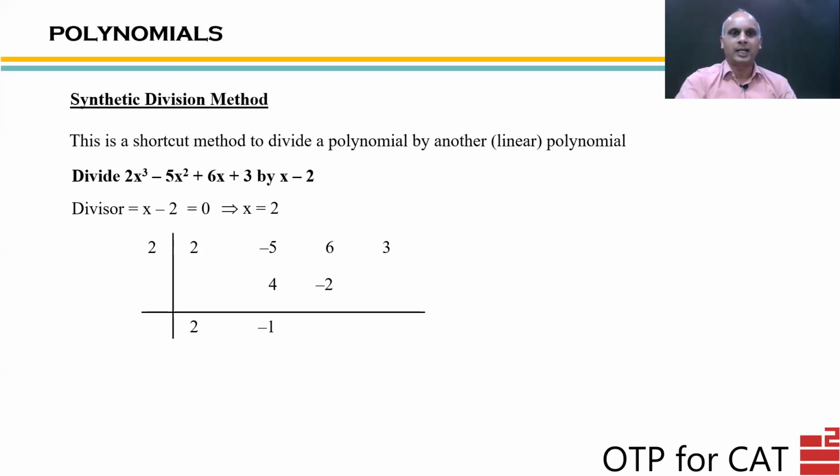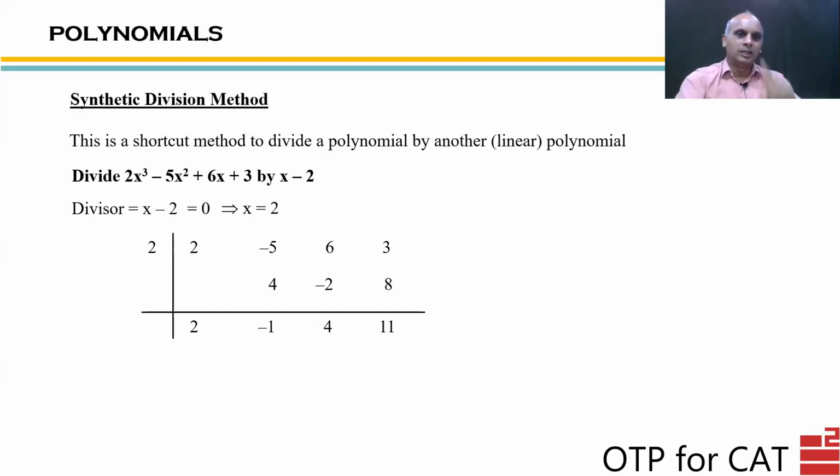So then I add again: I have 6 minus 2, which is plus 4. 4 multiplies again the same number 2, and I'll get 8. And then I do finally 3 plus 8, 11. And this ends the process.